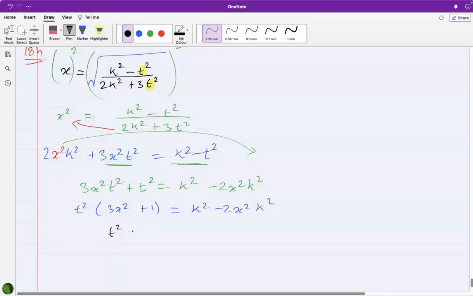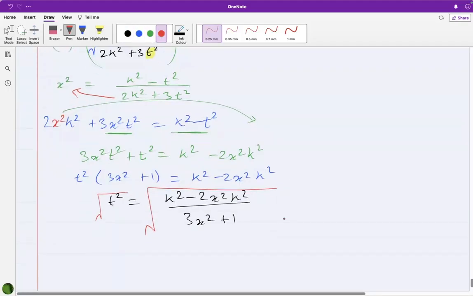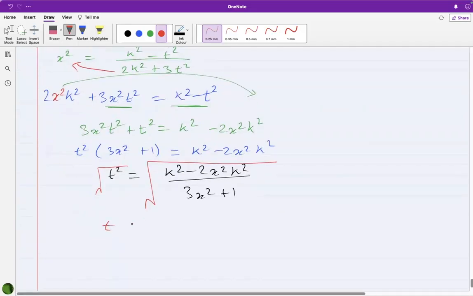Finally, t square on left hand side, k square minus 2x square k square over 3x square plus 1. And the root on both sides will leave us with t is equal to the square root of k square minus 2x square k square over 3x square plus 1. Okay, that was it. Thank you.